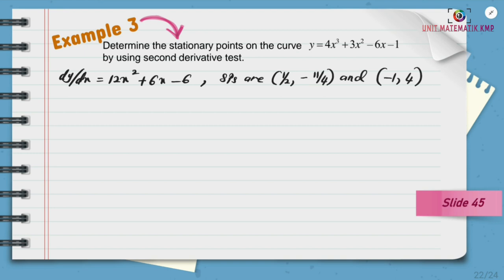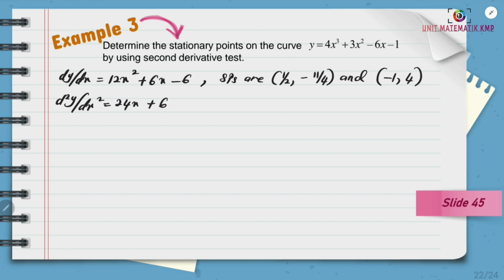From the previous slide, we have dy/dx equal to 12x squared plus 6x minus 6, and the stationary points are (1/2, -11/4) and (-1, 4). Next, to determine the nature of the stationary points using the second derivative test, we find d2y/dx squared. Differentiate again with respect to x. We have 24x plus 6.